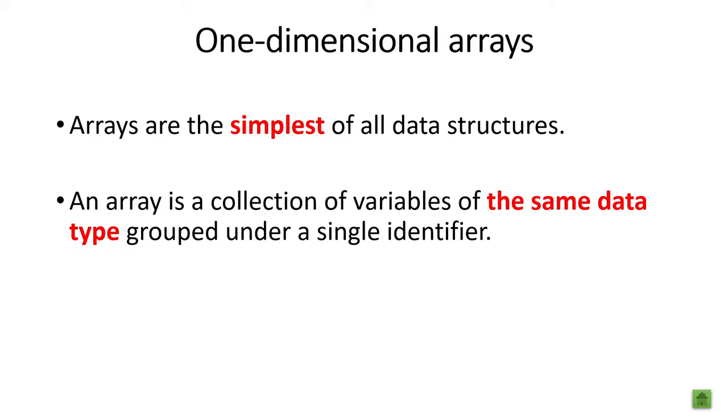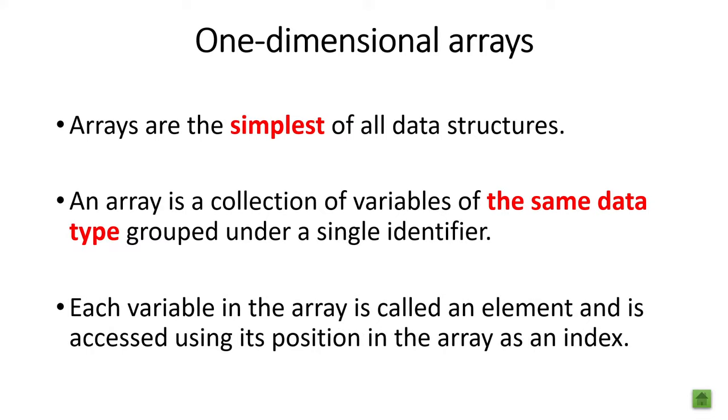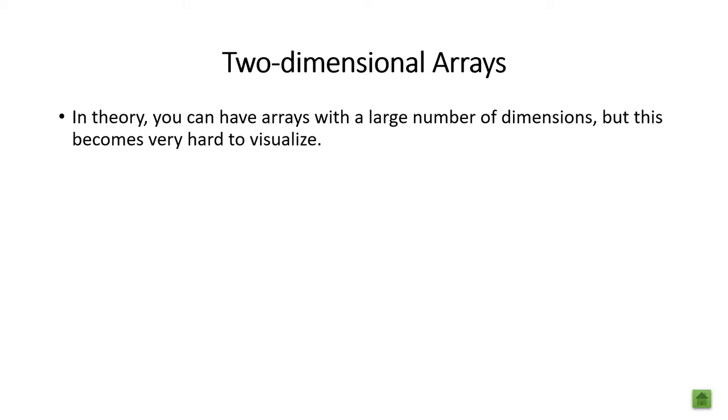So an array is a collection of variables of the same data type grouped together under a single identifier. Students sometimes struggle to get their head around that, because an array is not the same as a list. They work in very similar fashions, but a list in a language like Python lets you put multiple data types inside the list. One-dimensional arrays are one data type only. Each variable in the array is called an element and is accessed using its position, and its position is its index.